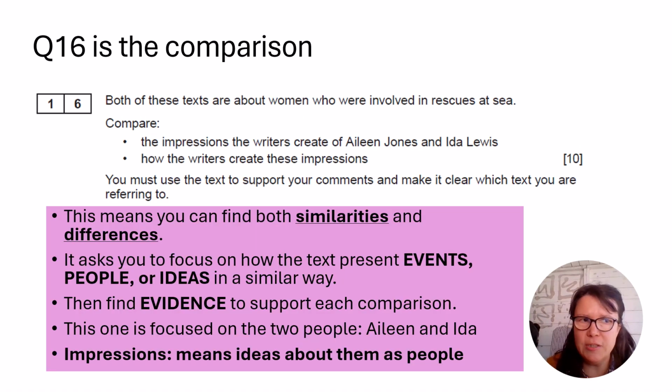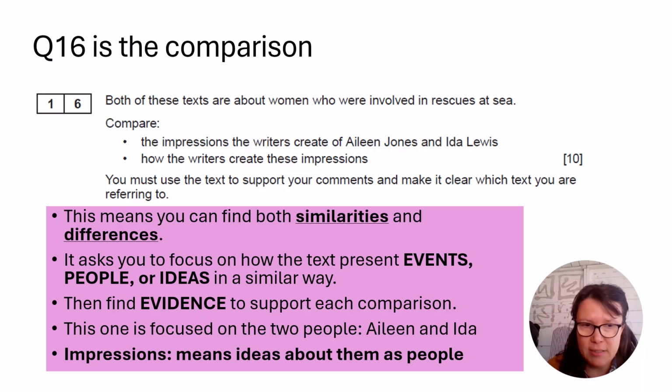All right, let's have a look at question 16 or question 6, because the format of answering this question is important. So this one says both of the texts are about women who are involved in sea rescues. Compare the impressions that the writers give of the 2 people and how the writers give those. So I want to remind you that when we have impressions in a question, it means things like adjectives to describe them and their actions and their attitude. The how is always your quotes to support that.